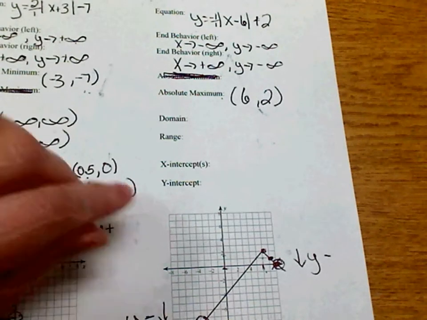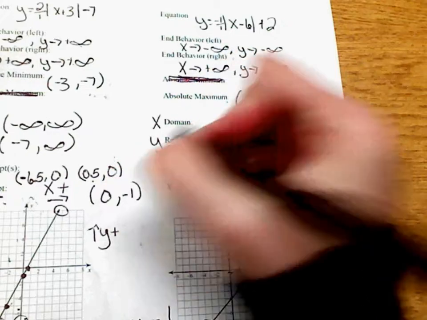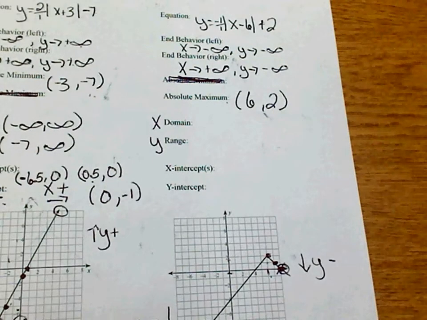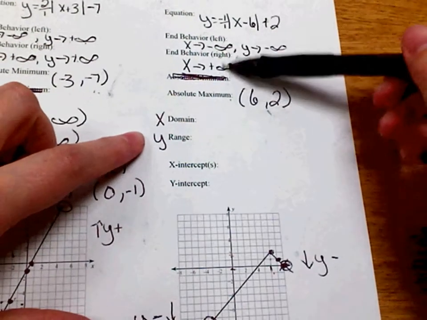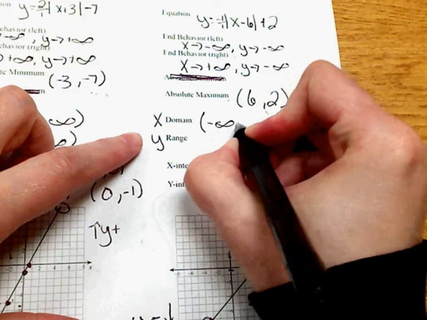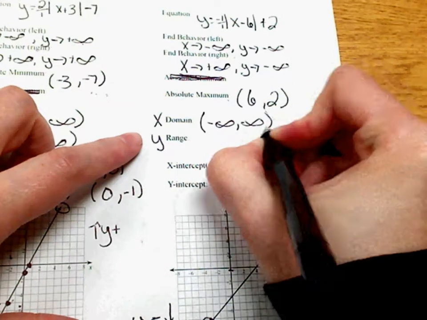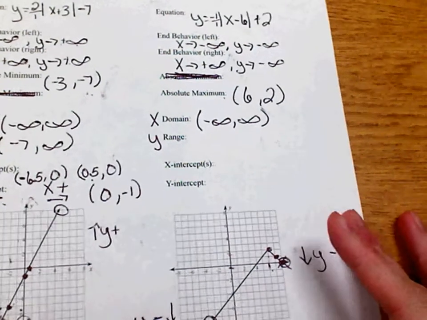Okay, so our domain and our range, you need to know that domain is X and range is Y. So let's look at our X's. We can see that it goes from negative infinity to positive infinity. It goes both directions. So we need to have negative infinity always first because it is smaller. Negative infinity to positive infinity. Another way to say that is all real numbers.